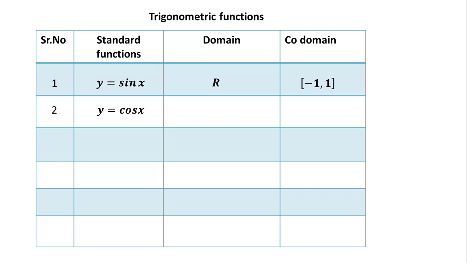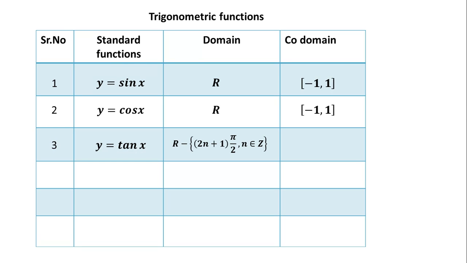Similarly, for cos x, the domain of cos x is R and the codomain is the closed interval -1 to 1, just like sin x. Now for tan x, if you want to consider tan x as a function, then the domain of tan x is R minus {(2n+1)π/2}, where n belongs to Z. Z means the set of integers.